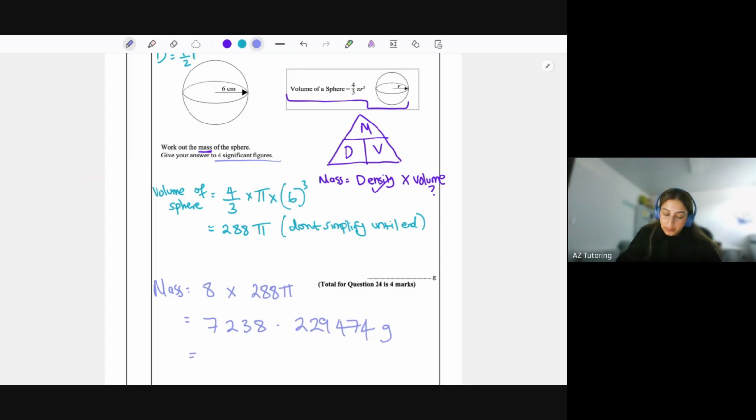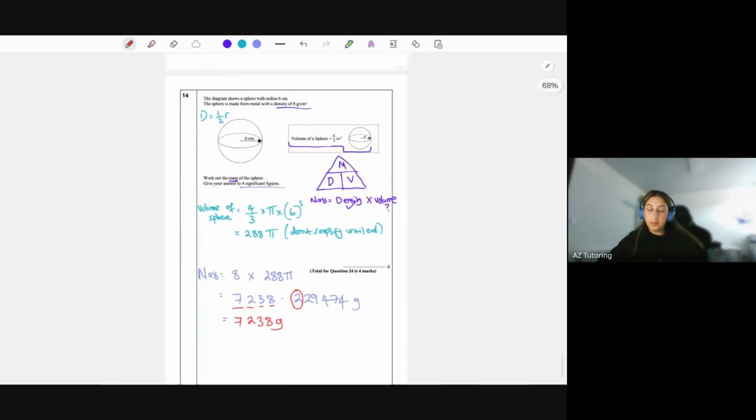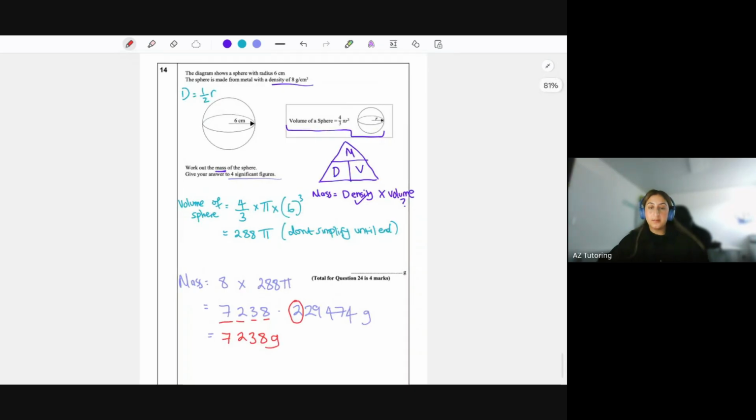So for the 4 significant figures, there's my first, there's my second, there's my third, there's my fourth. And I'm going to look at the next number to know if I'm going to round my 4th significant figure up or down. That is less than 5, so it's going to stay at 7,238 grams. That's how that question works.